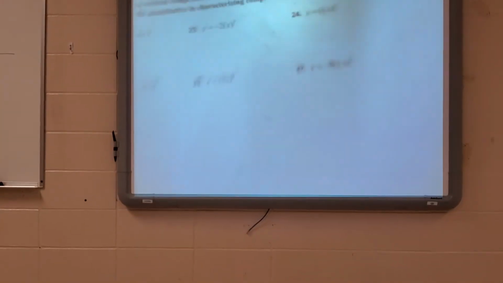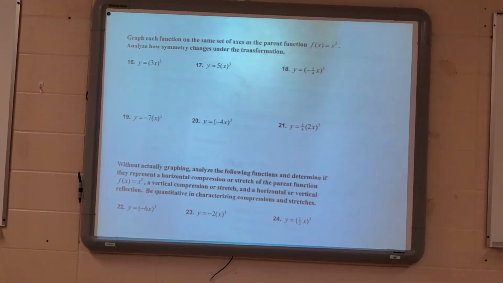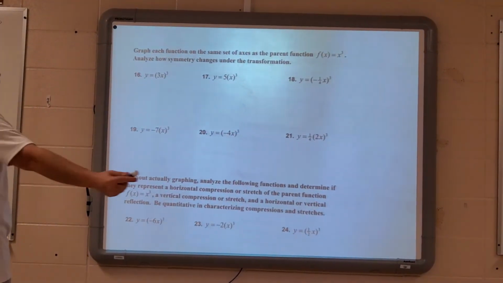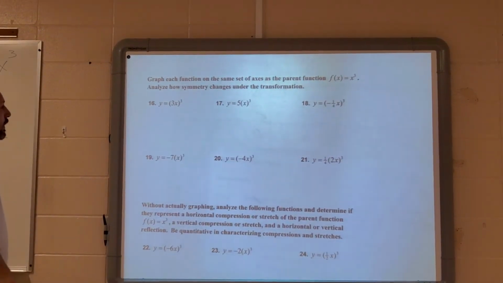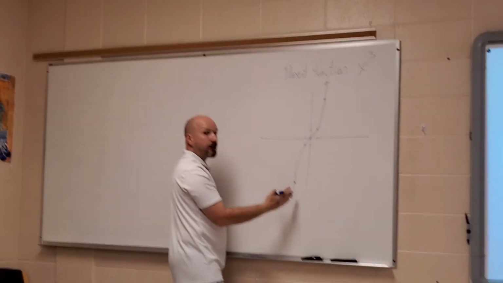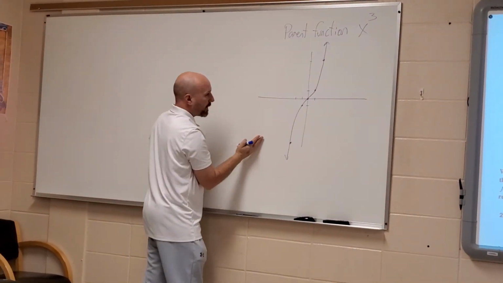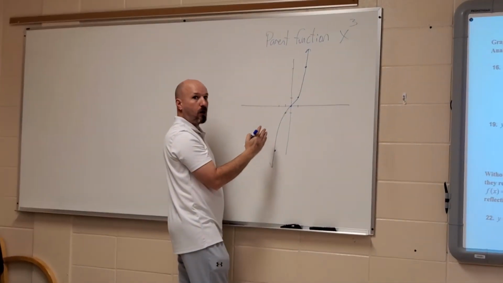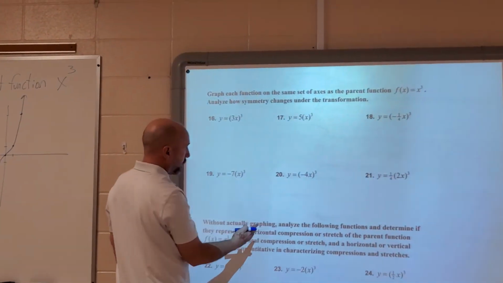All right, let's look at a couple of these examples. Okay, so graph each function. Again, you can use your calculator for that. How does symmetry change under the transformation? Okay, what that's talking about is this has symmetry about this line right here, but it's asking you to explain what happens here. So basically just tell me what the transformation is, okay?